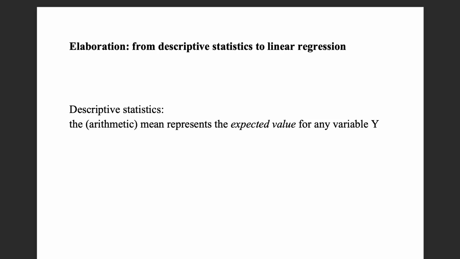So a randomly drawn case, so randomly drawn in this case meaning everybody in the population has the same probability to be included in the sample. So if we randomly draw a case from the population and we don't know anything else, what would be our best prediction, our best guess of the value of the variable that we are looking at for any variable y.